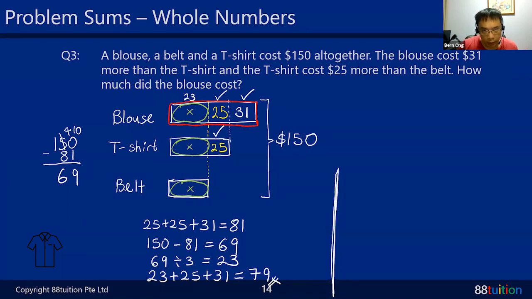So down here, what is happening is the white color portion is the blouse, followed by another t-shirt, which is the white color portion, which is another belt, the white color portion. So the white color portion is actually $150.